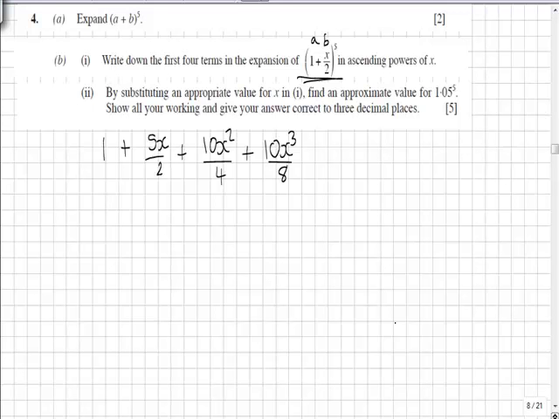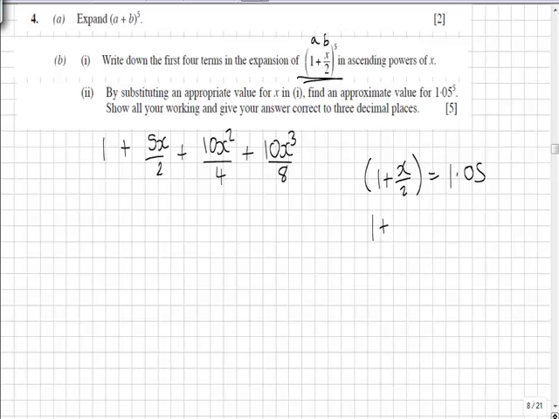In part 2 of question B, we're asked to find the approximate value for 1.05 to the 5 using the information we found out in part 1. Well, we can see that the brackets (1 + x/2) to the power 5 and 1.05 to the power 5 are raised to the same power. So we could actually equate the 1 + x/2 to our 1.05.